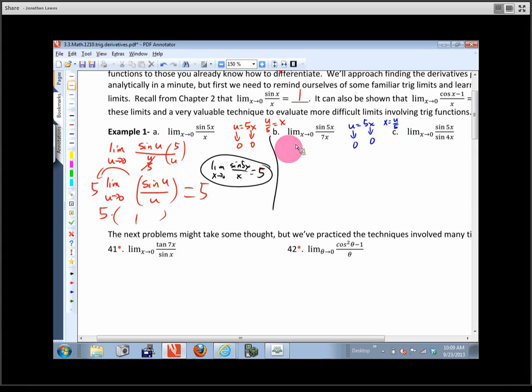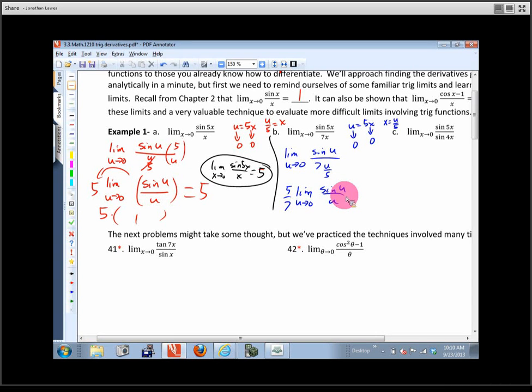So let's come over here and change everything in terms of this new variable. So as x approaches 0, u would approach 0. This is going to be the sine of u, and this is 7 times x. And what is that? u over 5. Which I'm going to take, and here's what I'm going to do with it. Let's take a look. I'm going to write 5/7 limit as u approaches 0, sine of u over u.